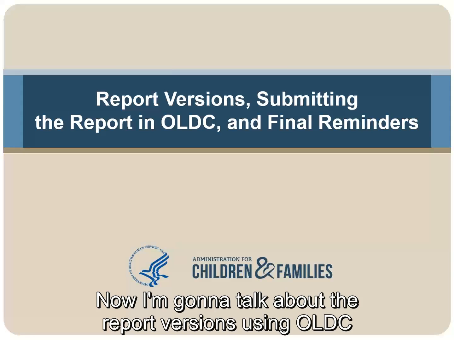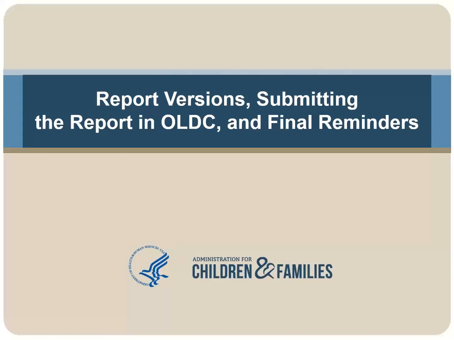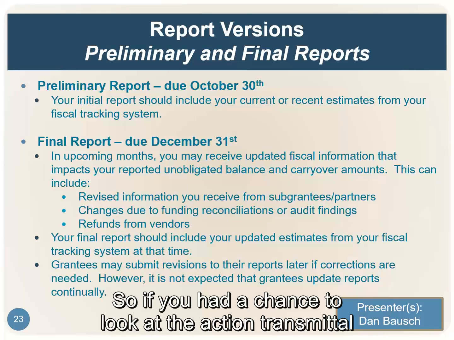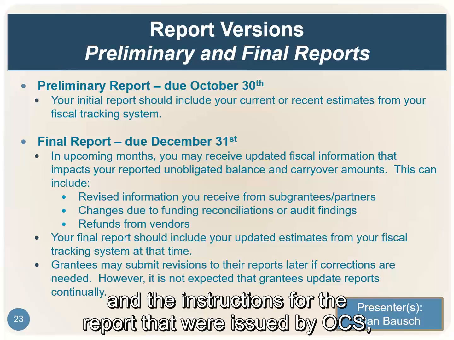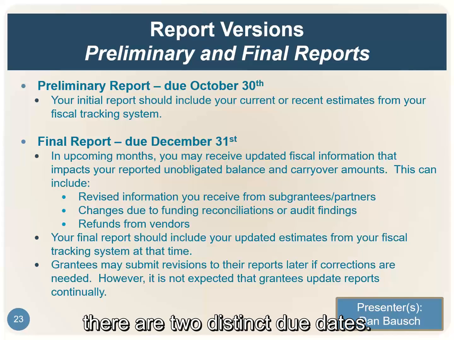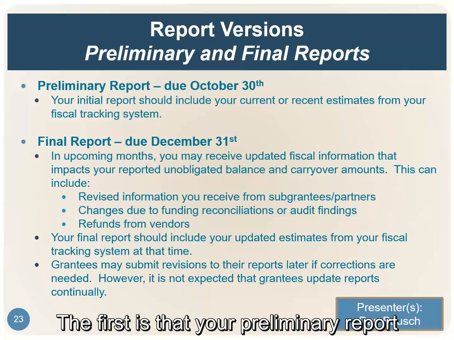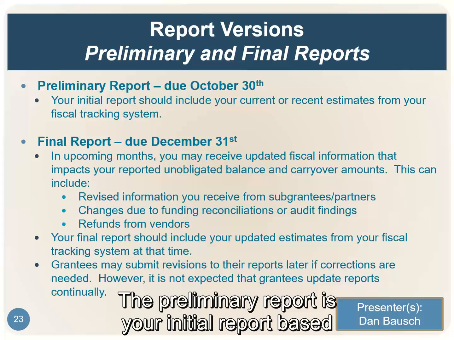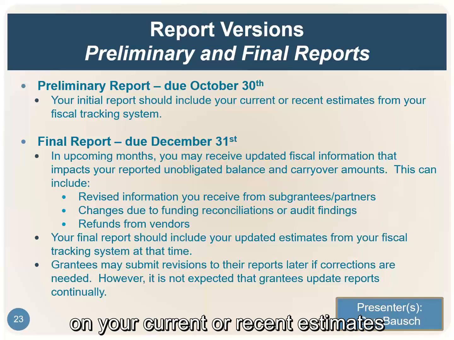Now I'm going to talk about the report versions using OLDC and some final reminders. So if you had a chance to look at the action transmittal and the instructions for the report that were issued by OCS, there are two distinct due dates. The first is that your preliminary report is due on October 30th, and the second is that your final report is due December 31st.